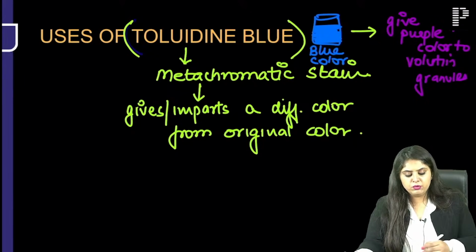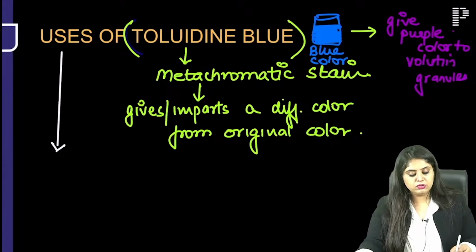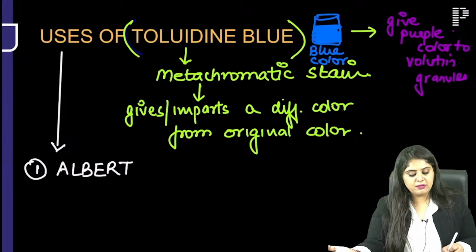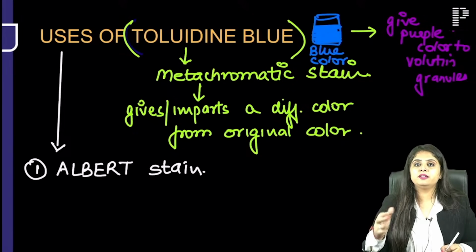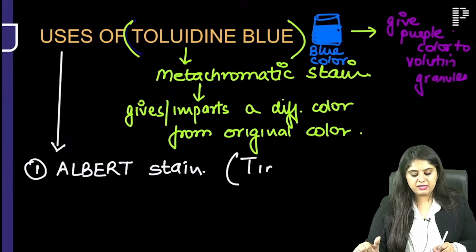तो toluidine blue के अगर uses पूछे गए, तो there are 2 uses. Number 1, in microbiology, where have I taught you? It is being used in Albert stain. Tim Albert stain वाला, toluidine blue, iodine, malachite green. Albert stain का Tim हमें याद रहेगा.